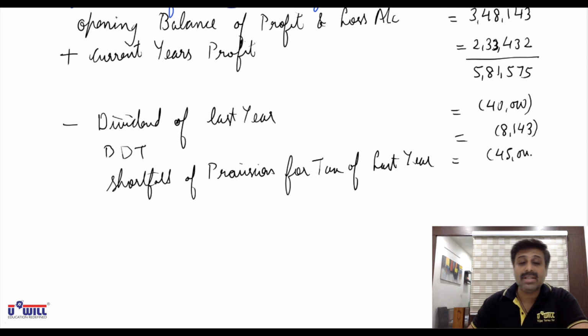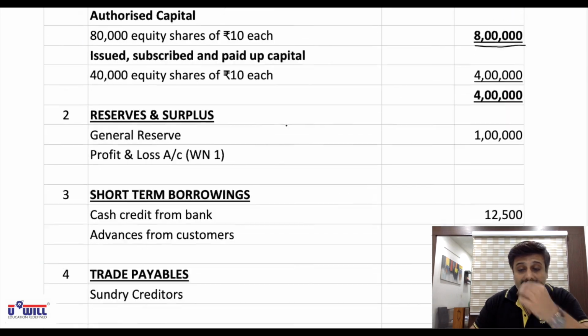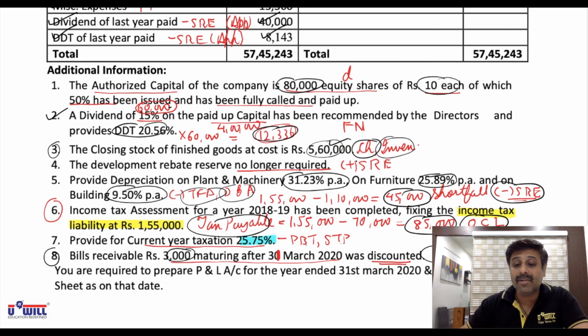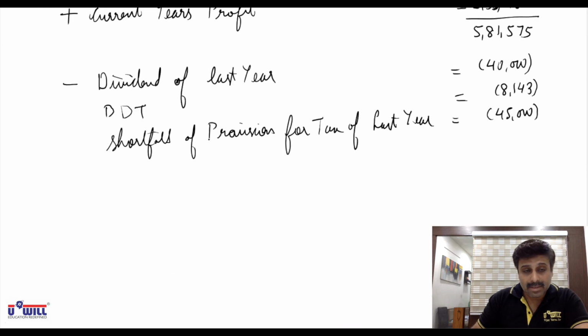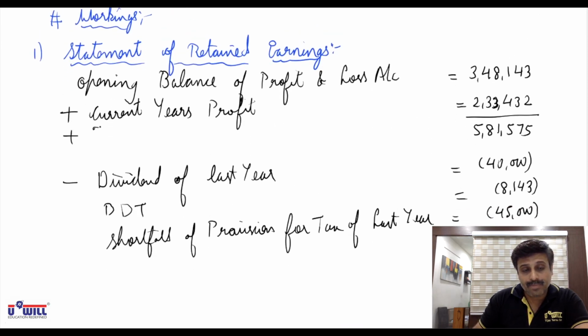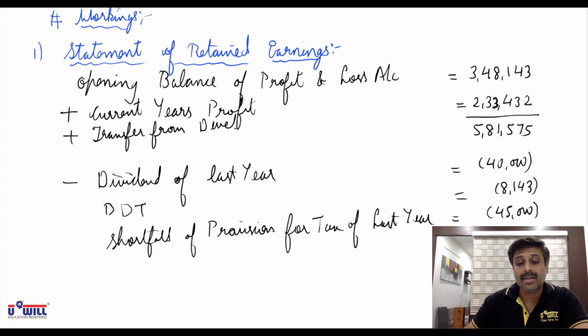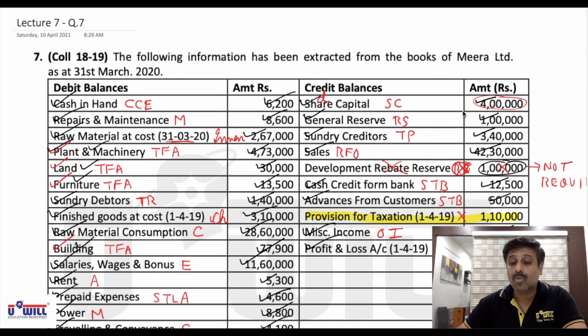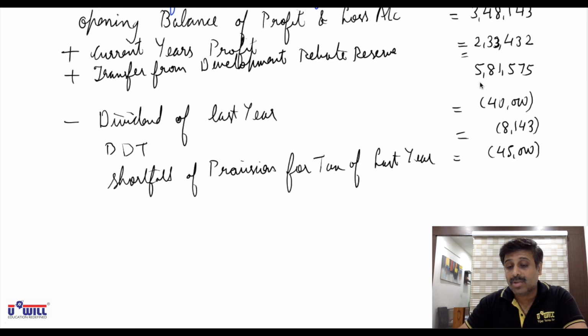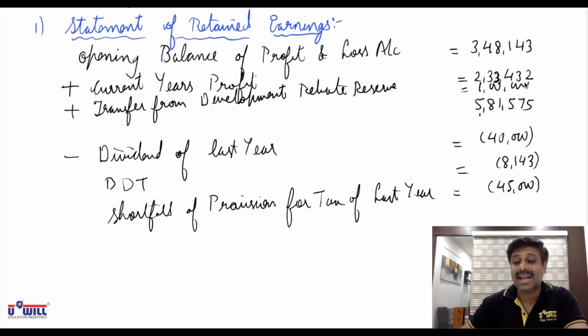Okay, there was that development rebate reserve which is to be added, we forgot that. We have this plus in statement of retained earnings. What is the amount of development rebate reserve? 1 lakh, that we have to add in statement of retained earnings. Plus transfer from development rebate reserve, 1 lakh rupees. So 1 lakh further we will add. So instead of 581 it will become 6,81,575. And then from that subtract these amounts.